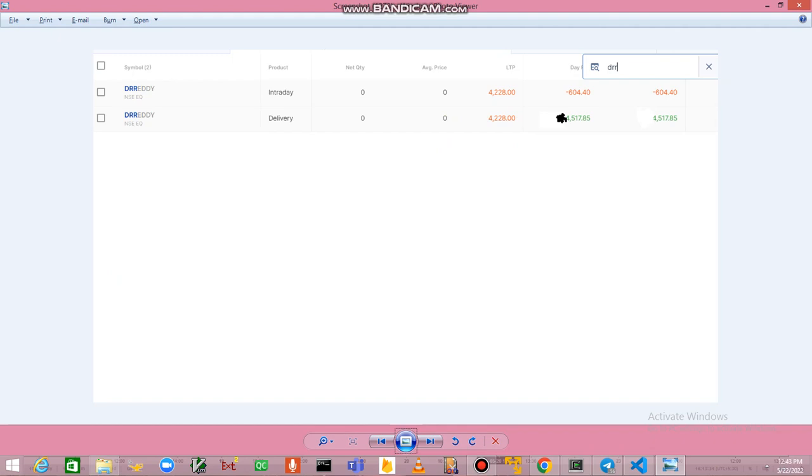If a generic weakness would have come, then definitely I would have closed my delivery trade and I would have created more intraday shorts, and at the end of the day I would have made more money. And this is exactly what I wanted to showcase here. You can see my shorts, I had a loss of 600 rupees, and when I created all the delivery, I made the trade, the profit was more than double, triple.